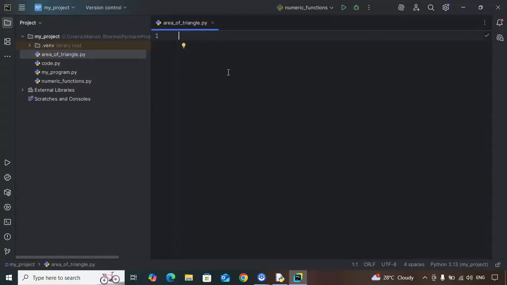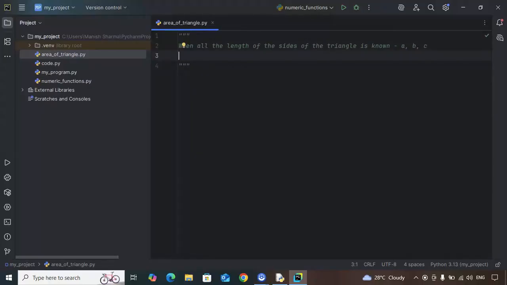When all the sides of the triangle are known to you, let's say A is the first side, B is the second side, and C is the third side. The lengths could be in any measurement, meters, centimeters, or whatever.